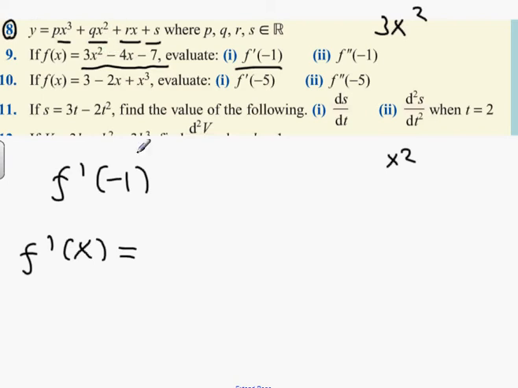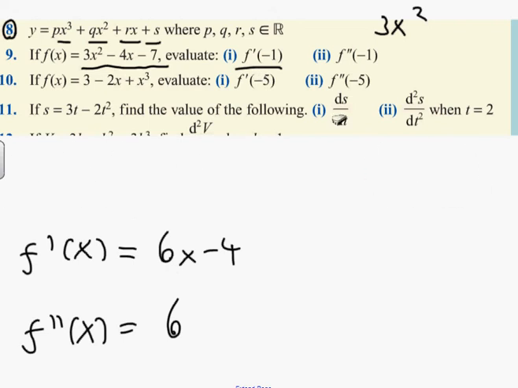2 multiplied by 3? 6x. Drop the x from the minus 4x. Minus 4. The minus 7 turns into? 0. Okay? And while we're here, Sean, we'll differentiate a second time. What happens when you differentiate 6x? You get 6. And when you differentiate minus 4? You get 0.